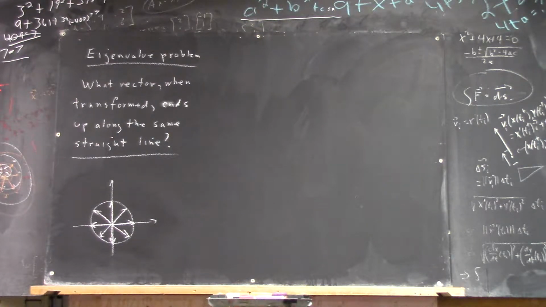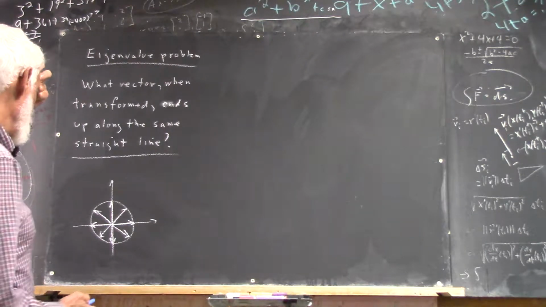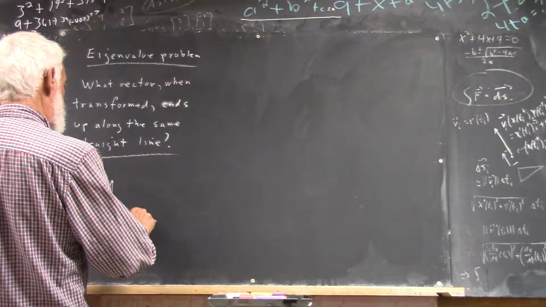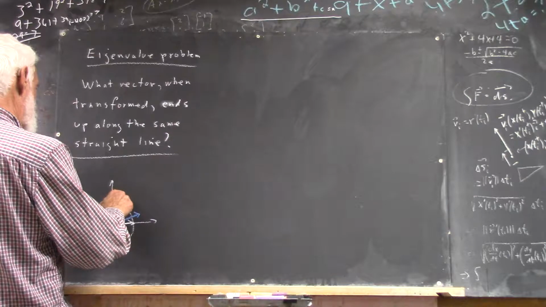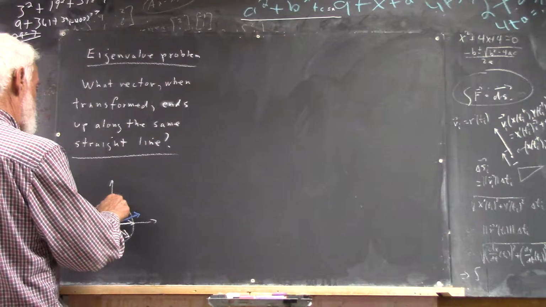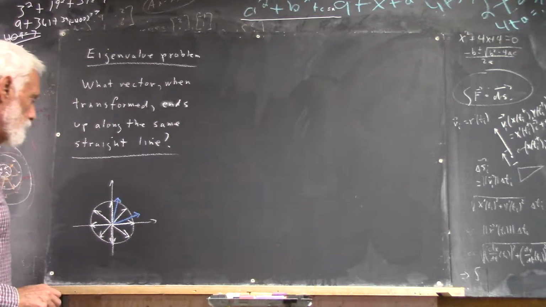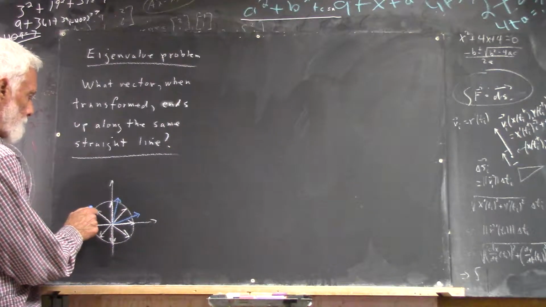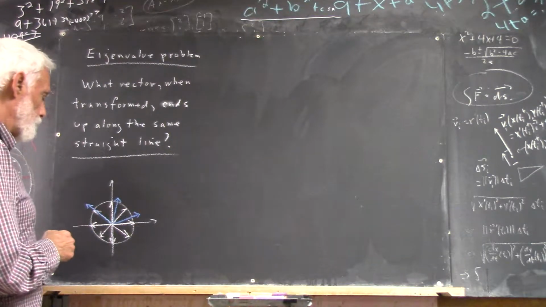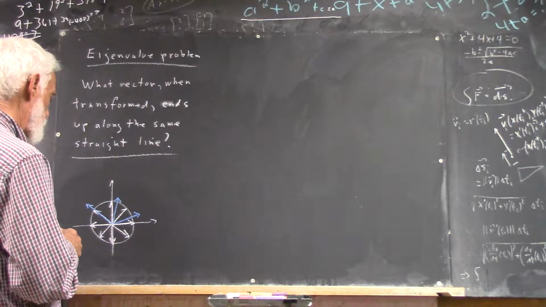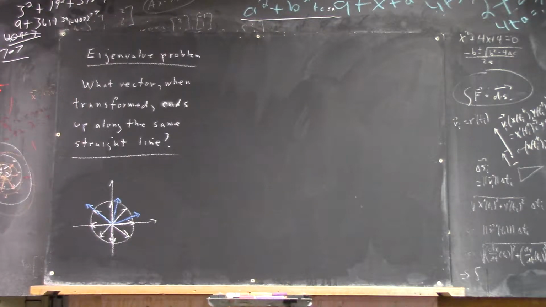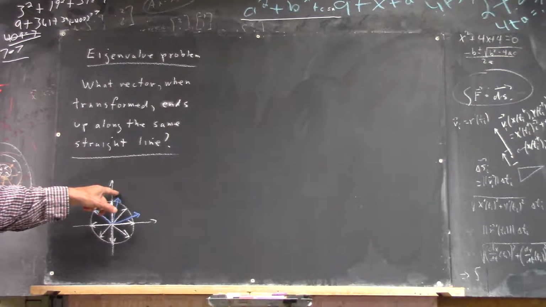Now, when I transform this vector, it goes here. When I transform this vector, it goes here. When I transform this vector, it goes here. Okay? Can we conclude that there's a vector between these two that has to go to itself?